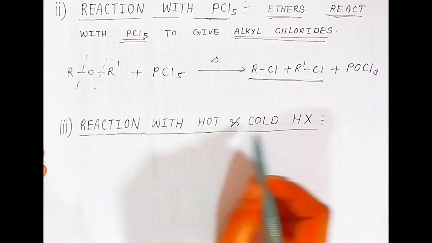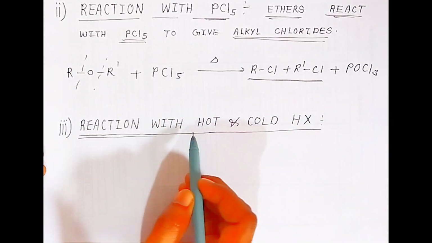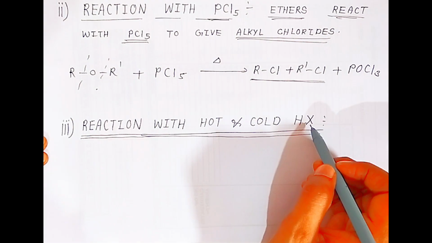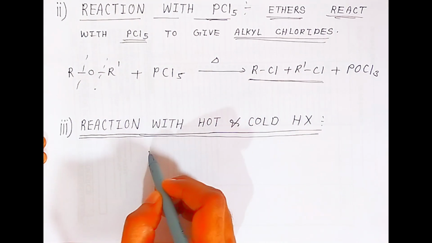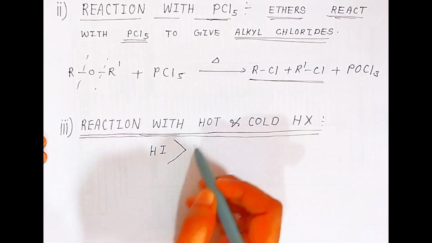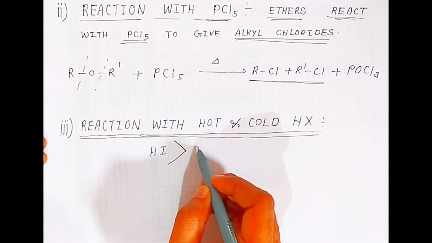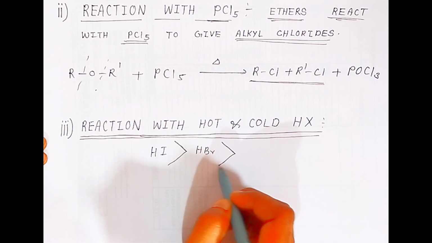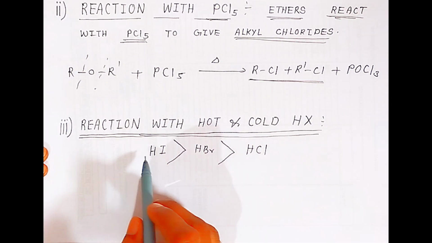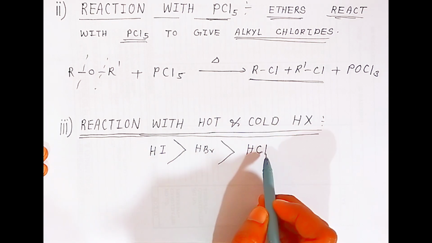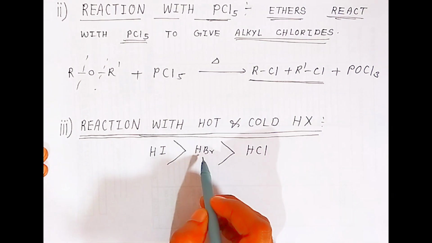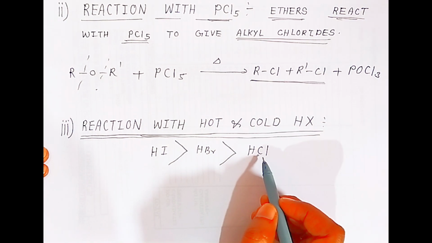Now, reaction with hot and cold hydrogen halide. We are going to react ether with hot and cold hydrogen halide. In hydrogen halide, hydrogen iodide is more reactive as compared to hydrogen bromide, as compared to hydrogen chloride. So reactivity goes on decreasing from iodine to chlorine in hydrogen halides, students. So hydrogen iodide is more reactive than hydrogen bromide, which is more reactive than hydrogen chloride.